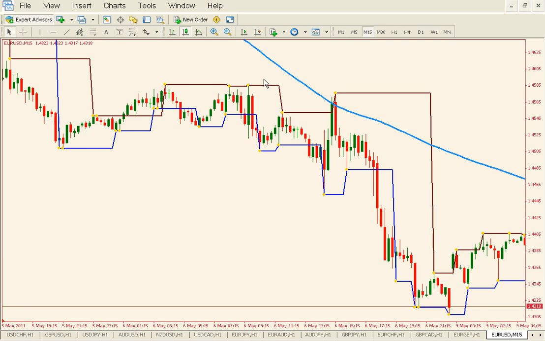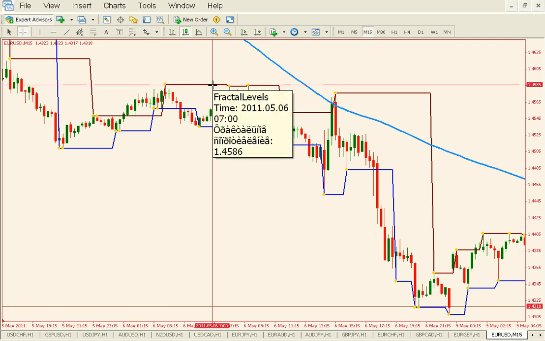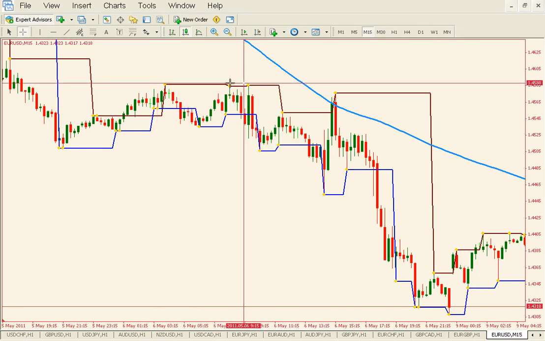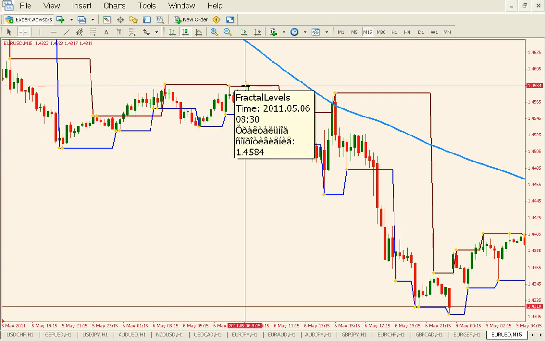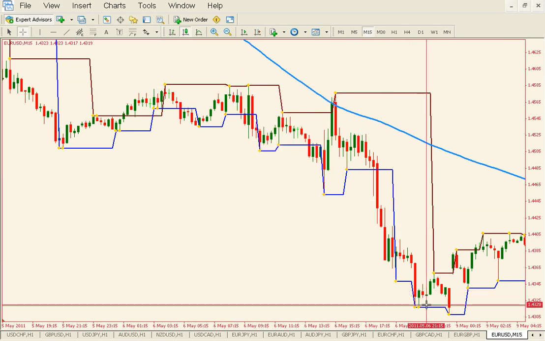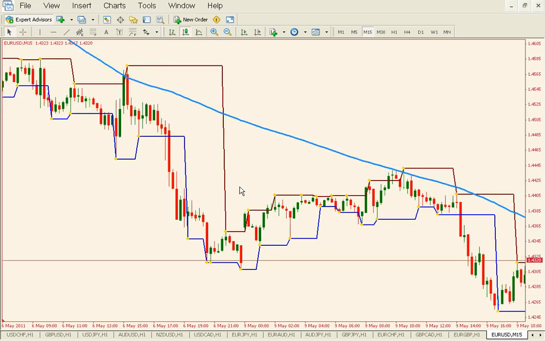So you could put a 10 pip stop here and realize that price never broke this fractal level all that time. Boom. If you would have got in right here, you could have sat in all this time, and then finally price would have taken off and taken you down here. Okay, so that's just some ideas.